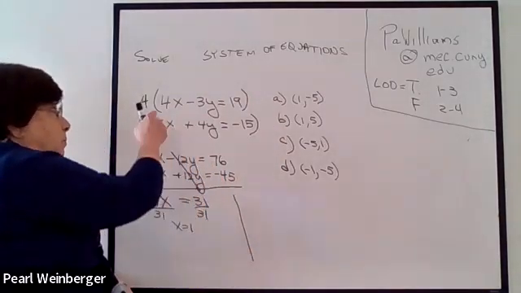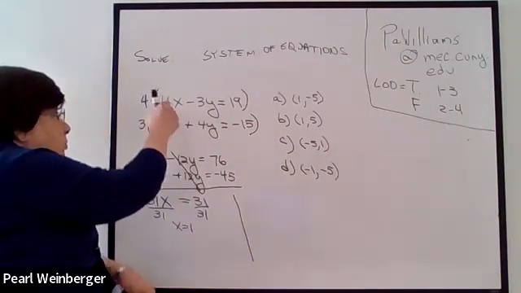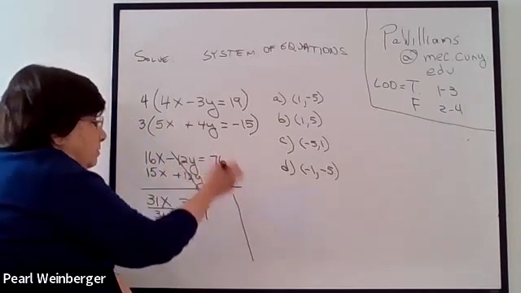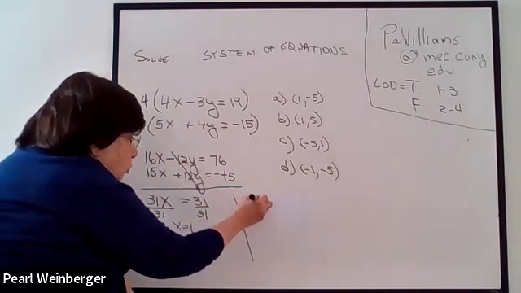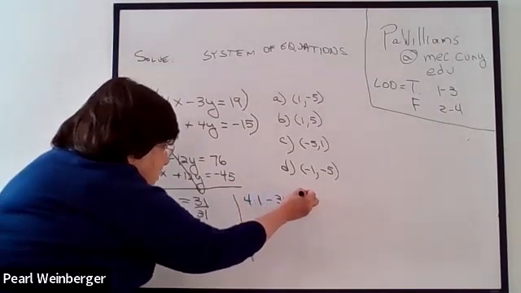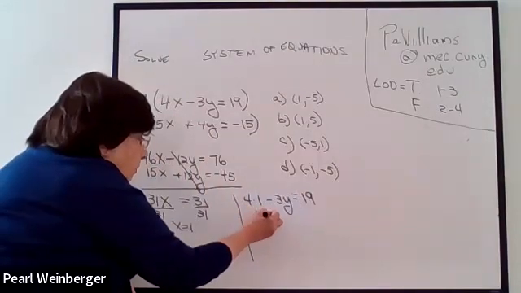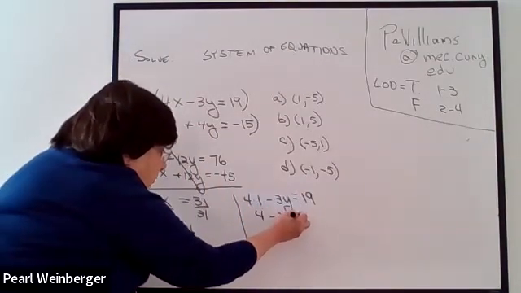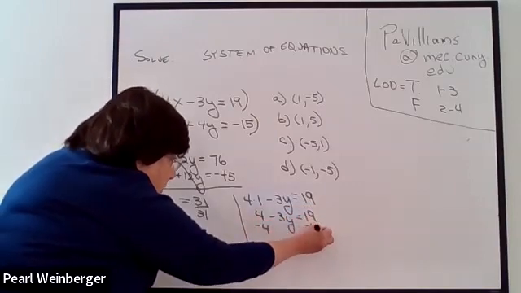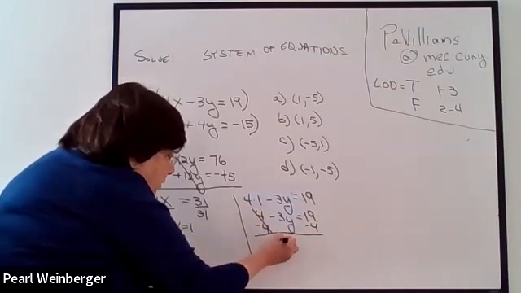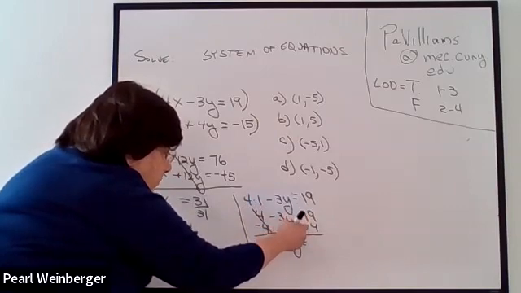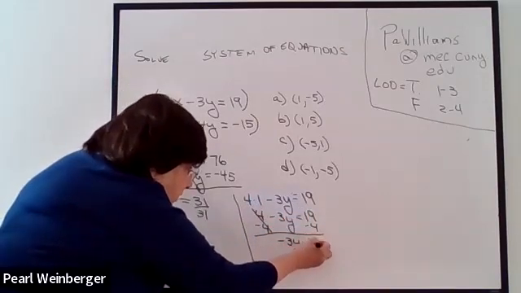So let's pick, again, my first equation and replace the x with 1, because we now know the x is 1. So we get 4 times 1 minus 3y equals 19. So this is 4 minus 3y equals 19. And I'll bring this 4 to the other side, which will give me -3y equals 19 minus 4, which is 15.